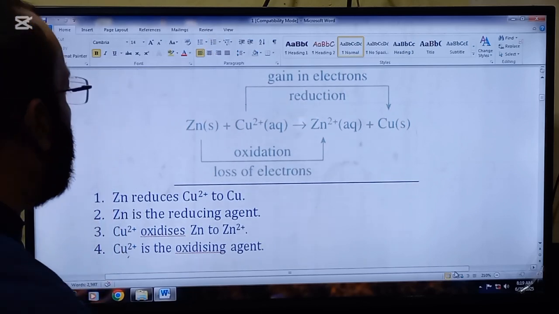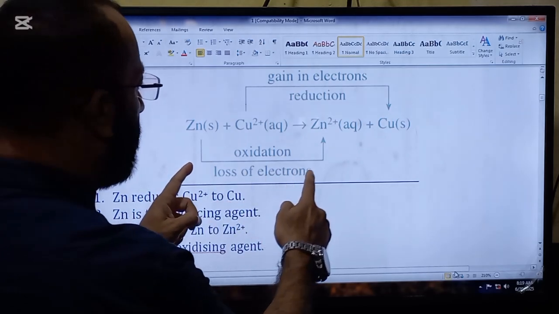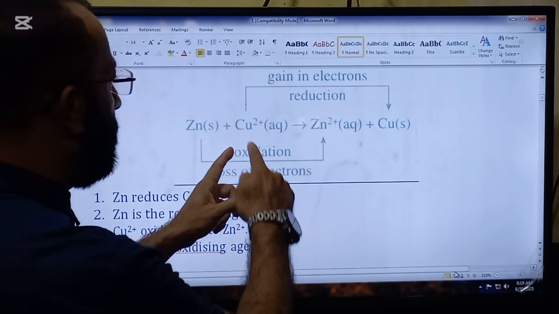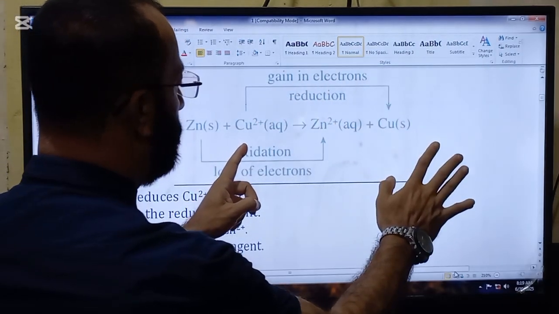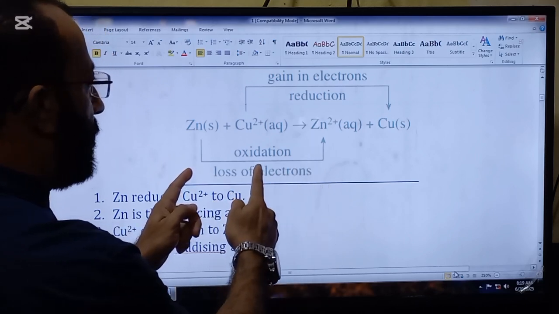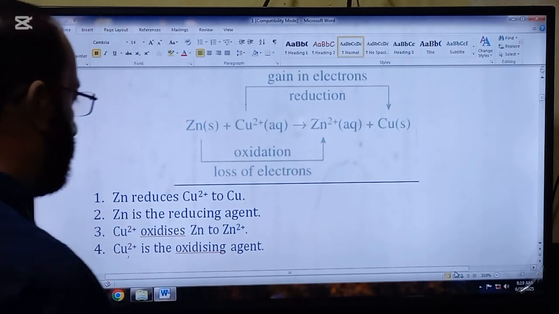Here is an example in which you can see Zn is losing electrons and forms Zn2+, whereas Cu2+ is gaining electrons and forming Cu. So loss of electrons is called oxidation reaction and gain of electrons is called reduction reaction.